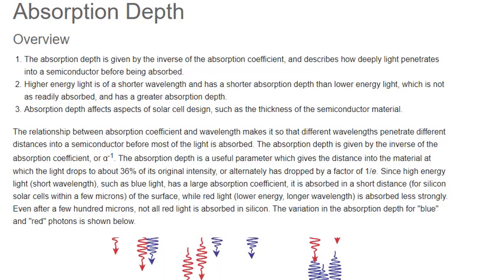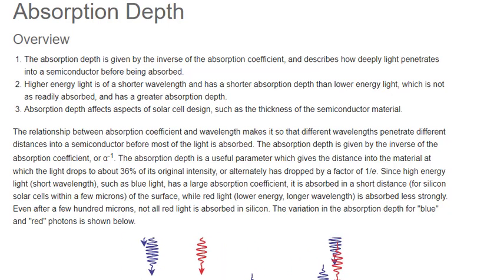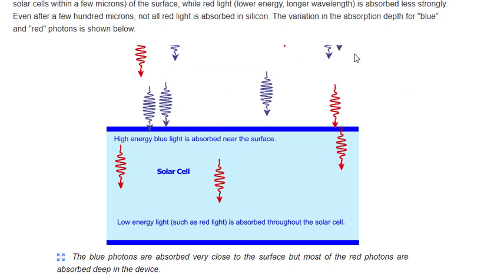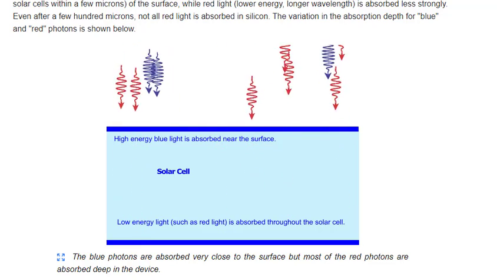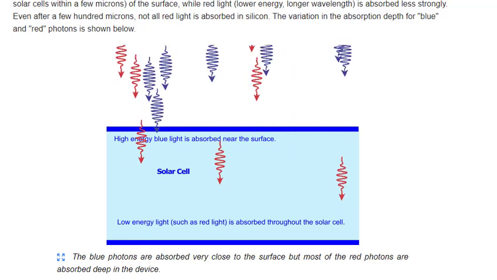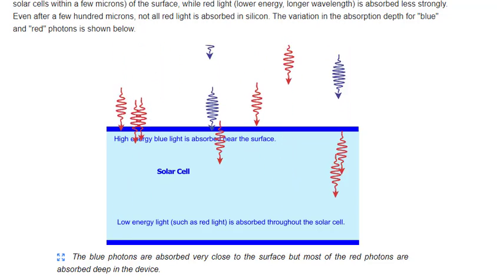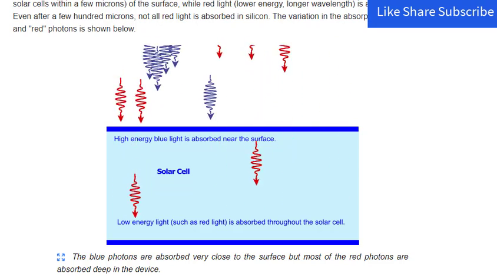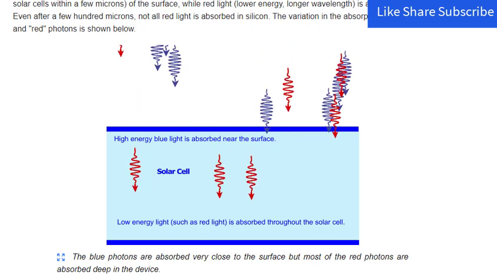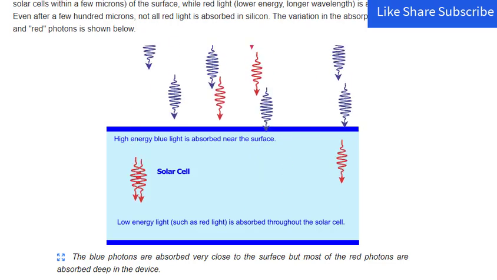Since high-energy light, short wavelength, such as blue light, has a large absorption coefficient, it is absorbed in a short distance, for silicon solar cells within a few microns of the surface, while red light, lower energy, longer wavelength, is absorbed less strongly. Even after a few hundred microns, not all red light is absorbed in silicon. The variation in the absorption depth for blue and red photons is shown below. The blue photons are absorbed very close to the surface, but most of the red photons are absorbed deep in the device.